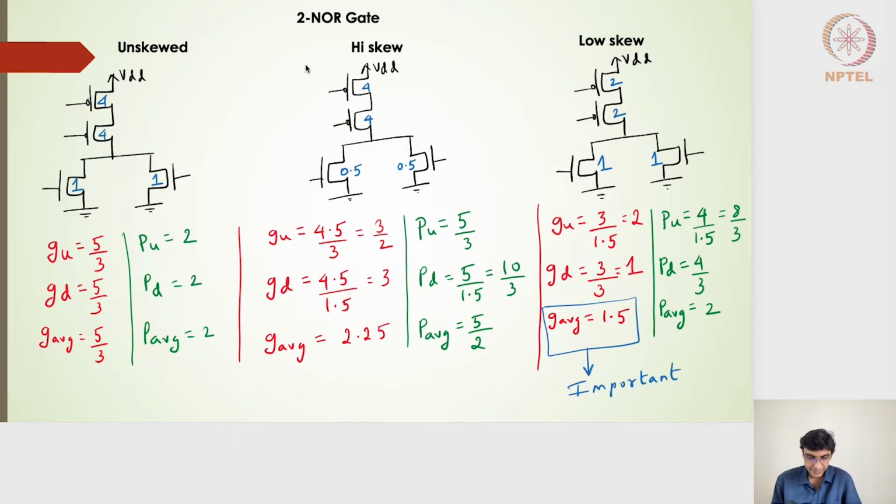The unskewed gate is quite common. It is 5 by 3 and 5 by 3, and the normalized parasitic is anyway 2. The logical effort is 5 by 3. That's what I have written here.